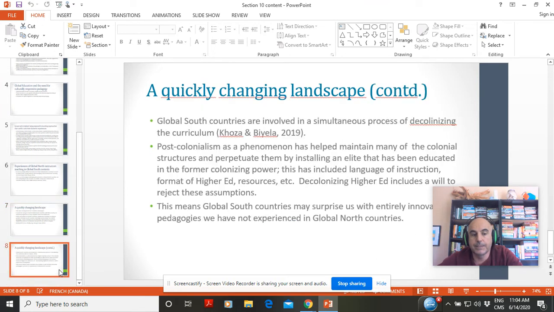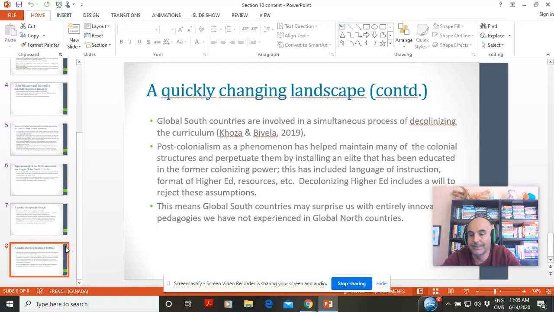The other interesting thing which is changing in this changing landscape is that global South countries are also involved in a simultaneous process of decolonizing the curriculum. You hear about decolonizing the curriculum quite a lot in Canada and in Australia too, and New Zealand, because these are countries that are still subject to a phenomenon of internal colonialism, and we've engaged in this process of asking how we can decolonize the curriculum.